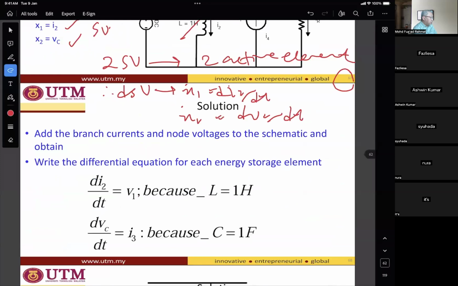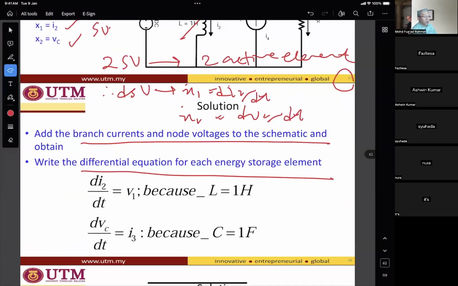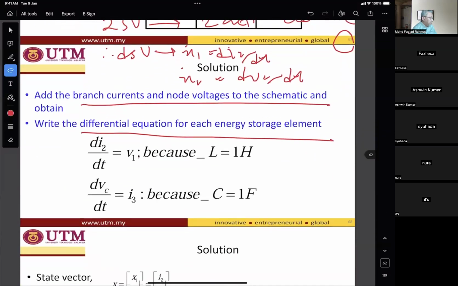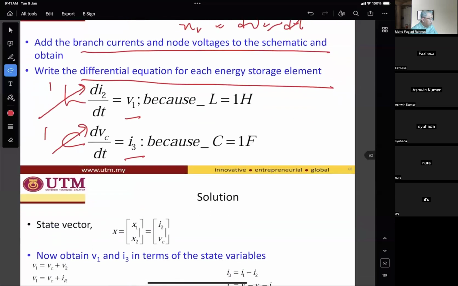Okay, so as usual, add the branch current and node voltage and write the differential equation related to the energy storage element. V1 dI2 dt, I3 is a C dVC dt. Okay, this one is a L there and C there. But since L equal to 1 and C equal to 1, that's why it left there as V1 dI2 dt and I3 dVC dt.